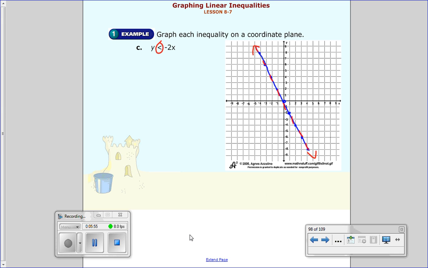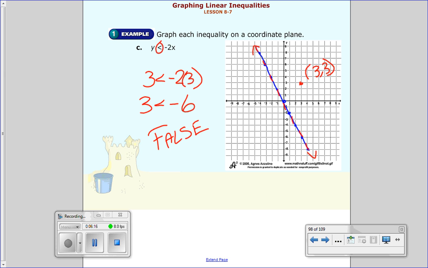Now I choose a point, and this time I'm going to choose 3, 3. Now, more than likely, you did not choose the same number as me, and that's okay, because it should work the same way. So I have 3 is less than negative 2 times 3. So I end up with 3 is less than negative 6. That is false. And so because it is false, I must shade in the other region. There you go. So that is what your solution should look like.